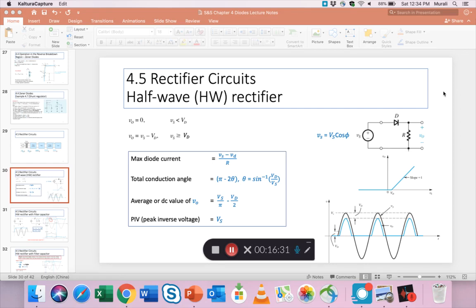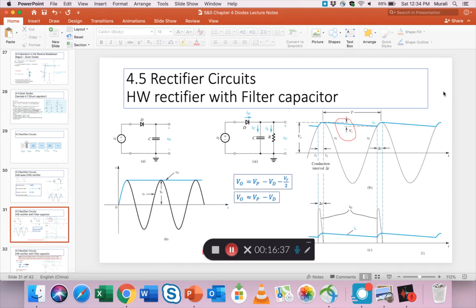Okay, I'm going to skip to the next slide, slide 31, and here we introduce a filter capacitor with the hope that the output of the filter capacitor is somewhat more like the real DC that we are used to than that pulsating half sine wave that we saw on the previous slide.